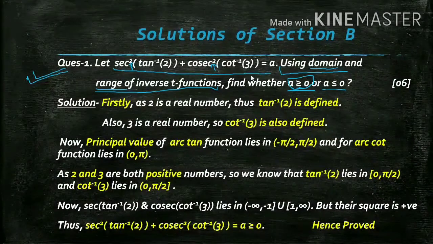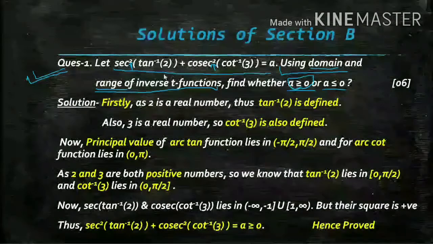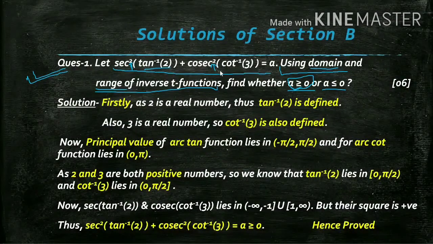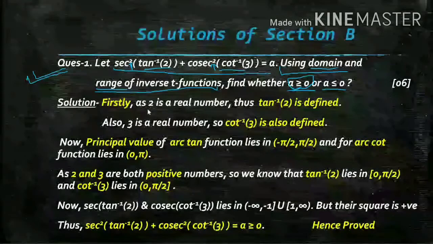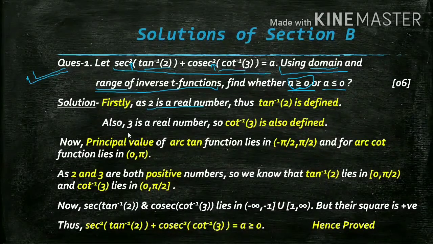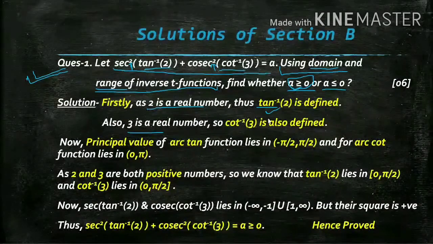Firstly, first comes first. We'll look at the domain and the range. So it's inverse. So we'll see whether it is defined or not. Now, 2 and 3 both are real numbers. You know that. So basically, that is just the domain for tan inverse and cot inverse. So tan inverse 2 and cot inverse 2 are both defined without any problem. Now, second step, the principal value.